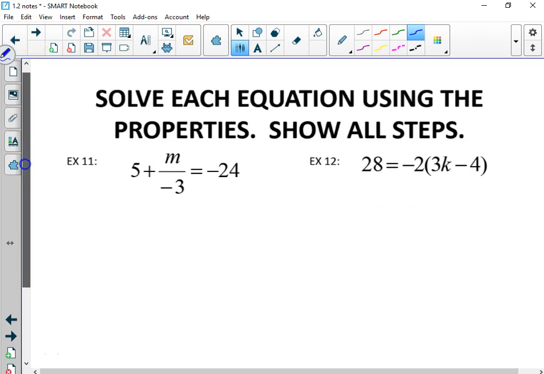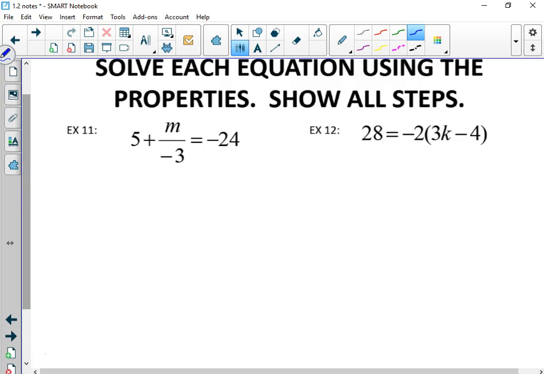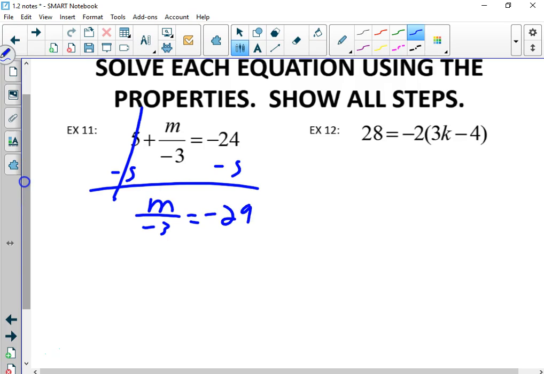Okay. So, there's more practice. Remember, we have two numbers to get rid of, the -3 and the 5. But the -3 is division, the 5 is addition, so we want to get rid of the 5 first. That gives me m divided by -3 equals -24 minus 5 is -29.